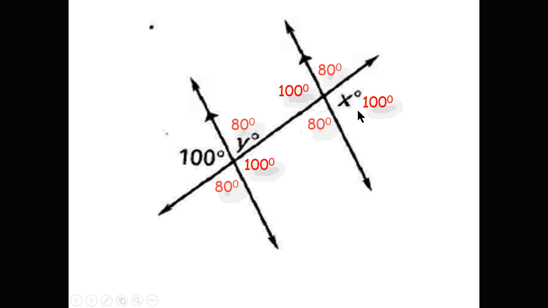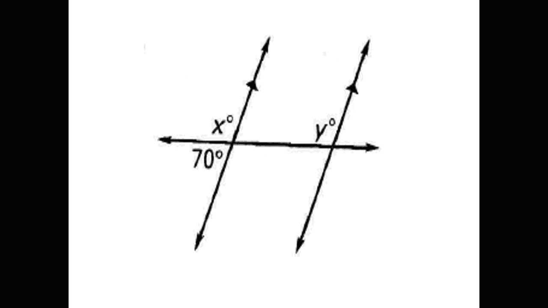If you want, you can fill in every angle measure. If you don't like doing it that way, that's fine. But x is an obtuse angle, it will be 100. Y is one of the acute angles, it will be 80. Here's another one. See if you can figure out the measures of x and y.